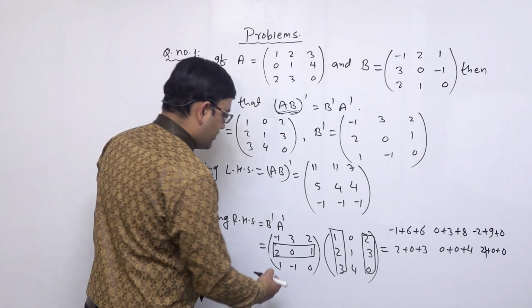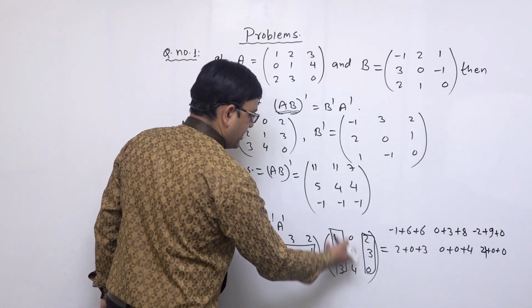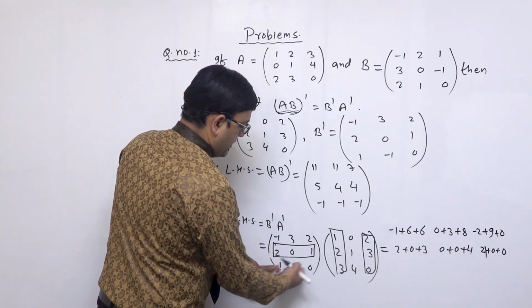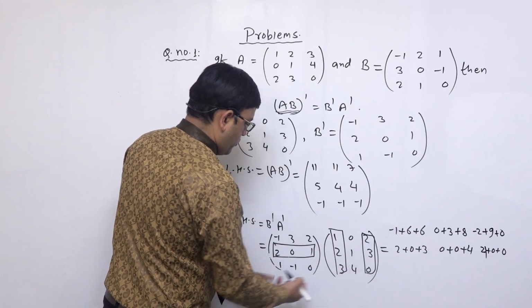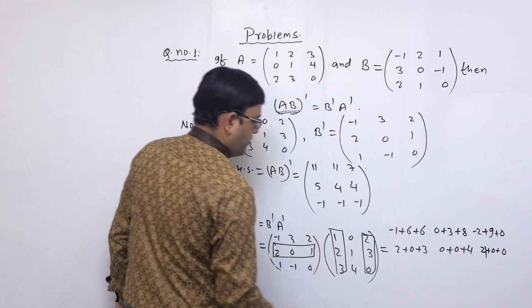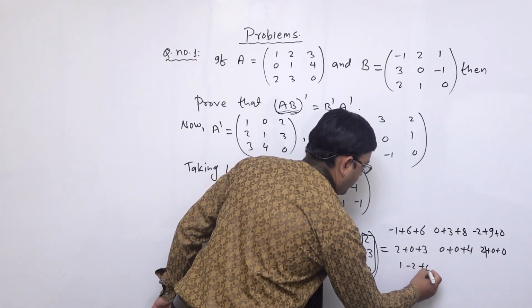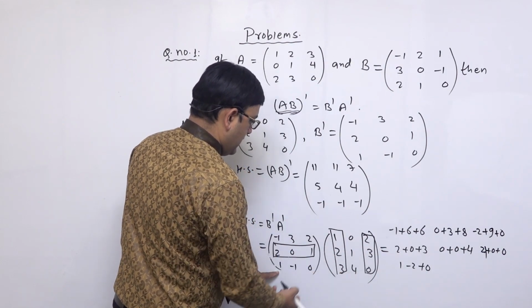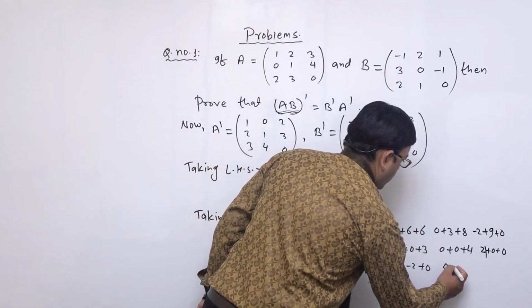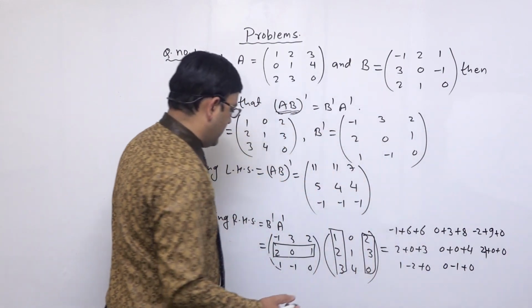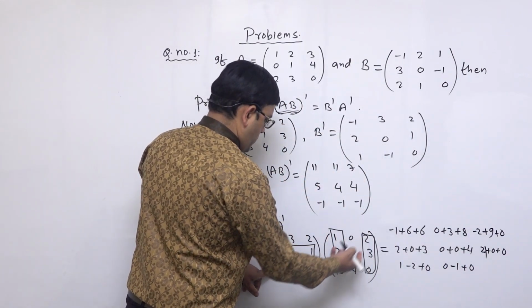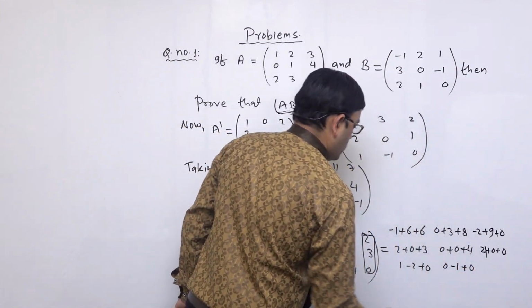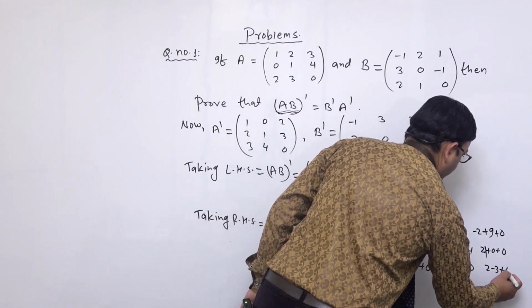Similarly, we have the last row multiplying with the first column, second column, and third column continuously. So 1 times 1 is 1, minus 1 times 2 is minus 2, 0 times 3 is 0. So 1 minus 2 plus 0. Next, 1 times 0 is 0, minus 1 times 1 is minus 1, 0 times 4 is 0. So 0 minus 1 plus 0. Next, 1 times 2 is 2, minus 1 times 3 is minus 3, 0 times 0. So 2 minus 3 plus 0.